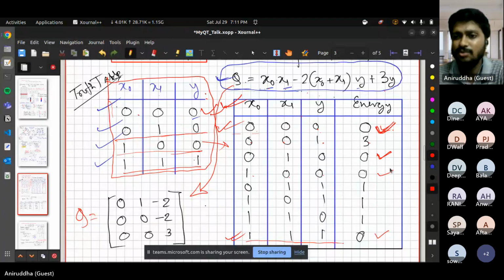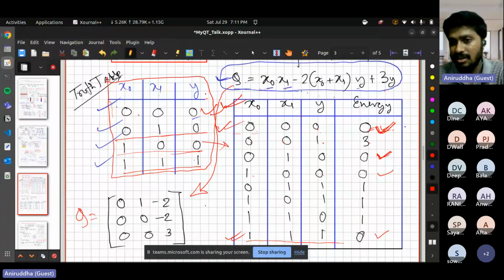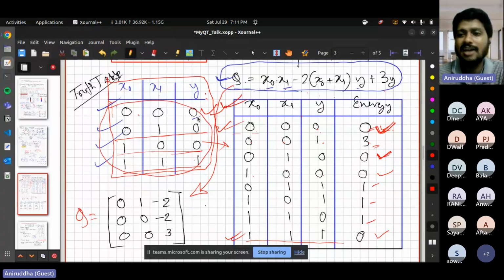And you can see that among these energy values, these red tick combinations have zero energy, and all the other states have higher energy, like 1, and this is also 3. So all the energy states except these four have higher energy, and these four have lower energy, which is 0.